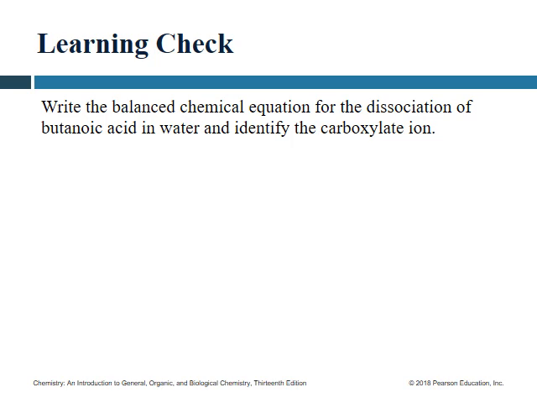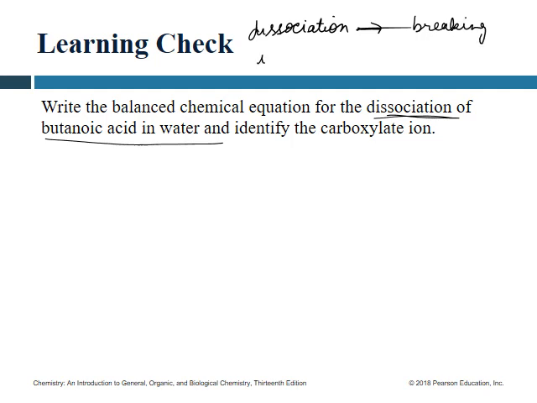Okay, for instance, a question: write the balanced chemical equation for dissociation of butanoic acid in water and identify the carboxylate ion. So the question is asking for dissociation of butanoic acid in water. Dissociation is another term for ionization. Dissociation means something is breaking apart, right? Ionization, same thing. Ionization means it is breaking into ions.